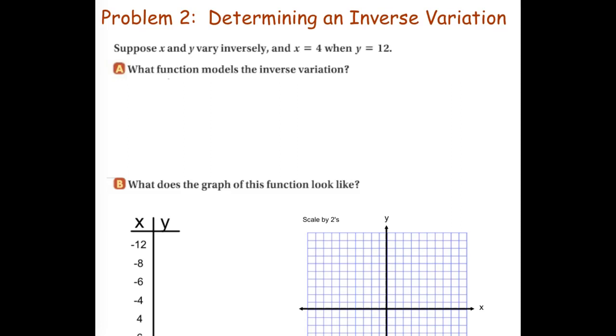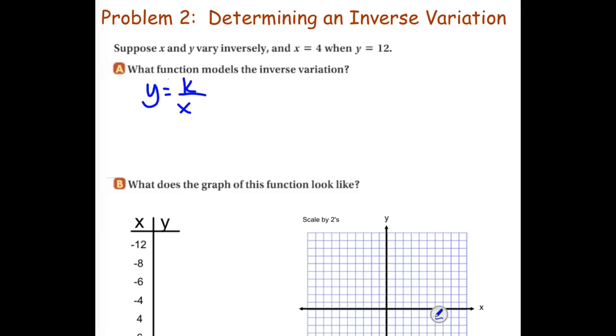This one says, suppose x and y vary inversely and x equals 4 when y equals 12. I've kind of split this up into several parts of the question because students often try to skip over some steps. It says, suppose they vary inversely. Right away, you should be writing down your inverse variation formula. Okay, so we're going to start out. y equals k divided by x.